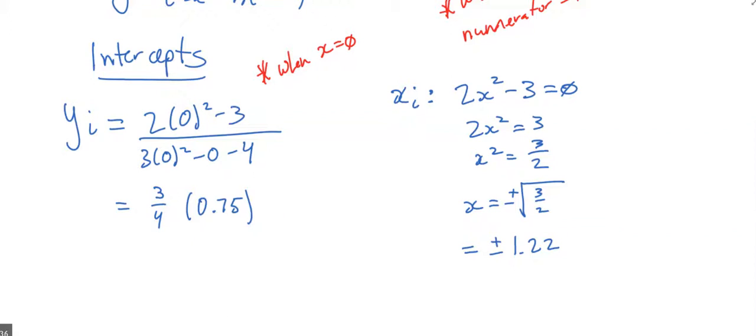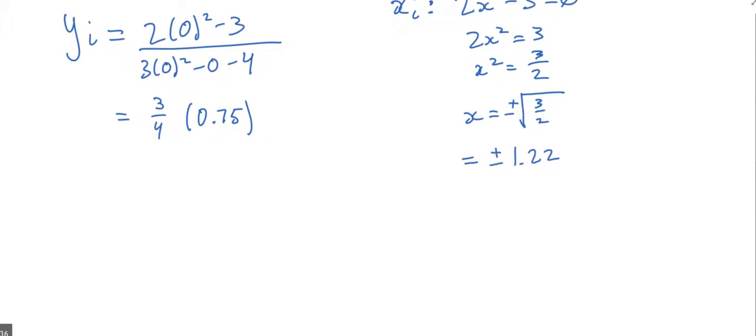Okay, so plus minus, we have two x-intercepts in this case. And that's it. That part's done. So what's next? Asymptotes.